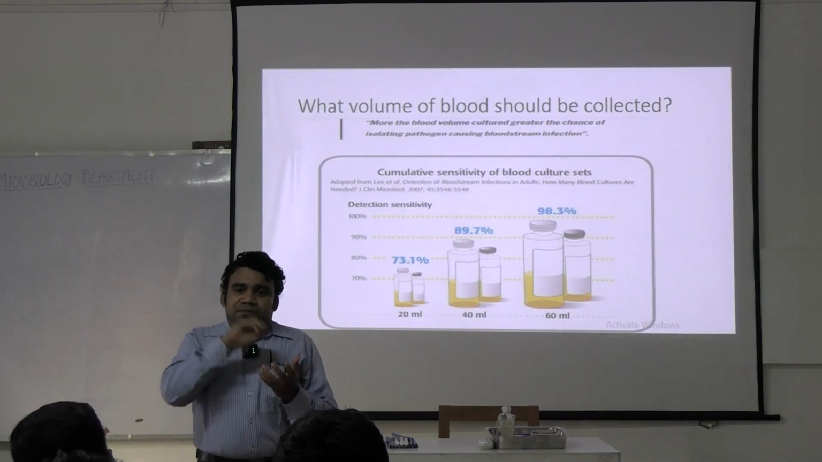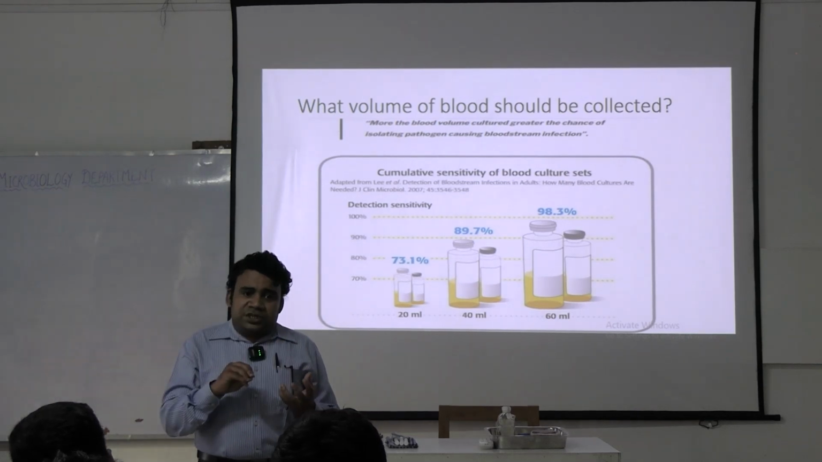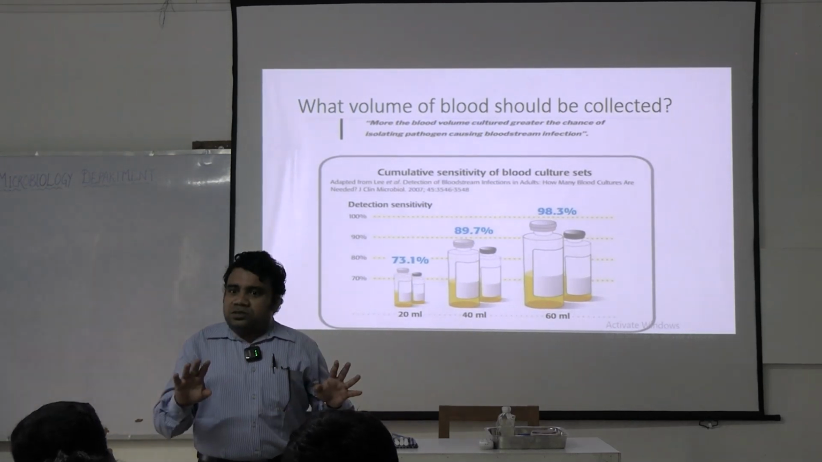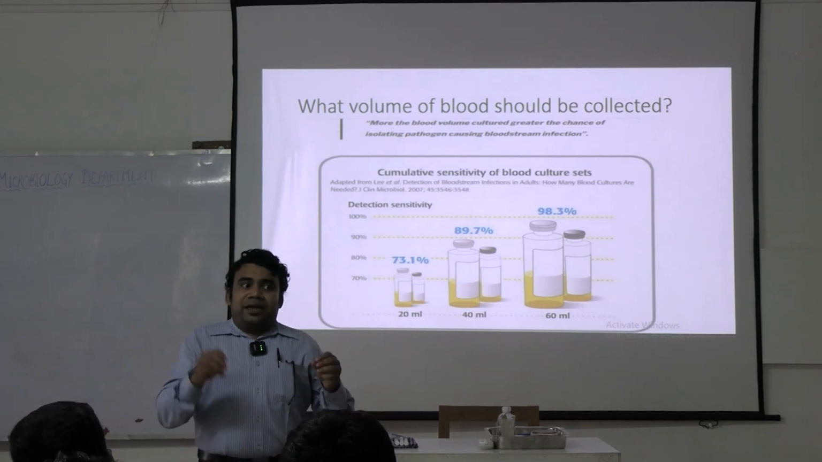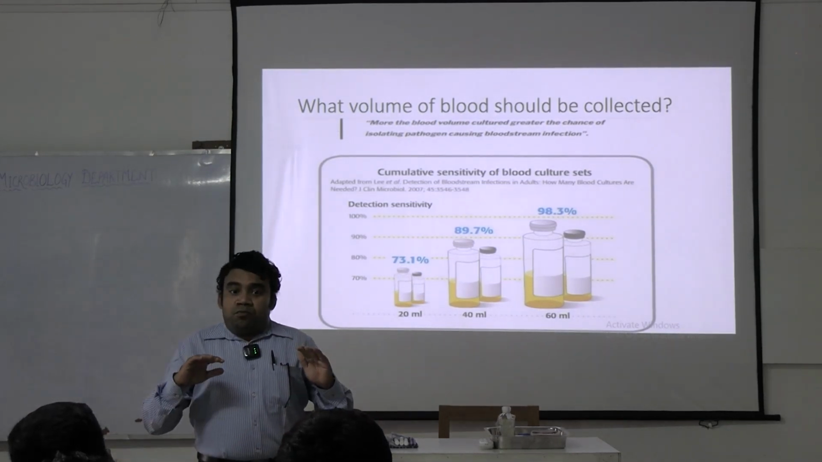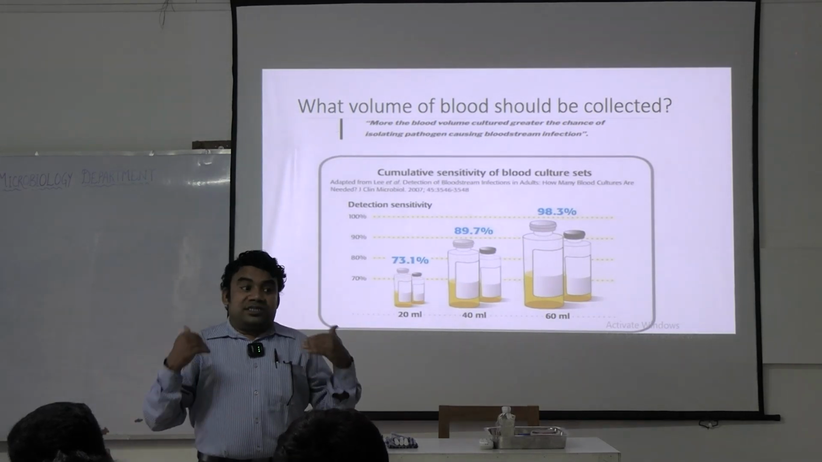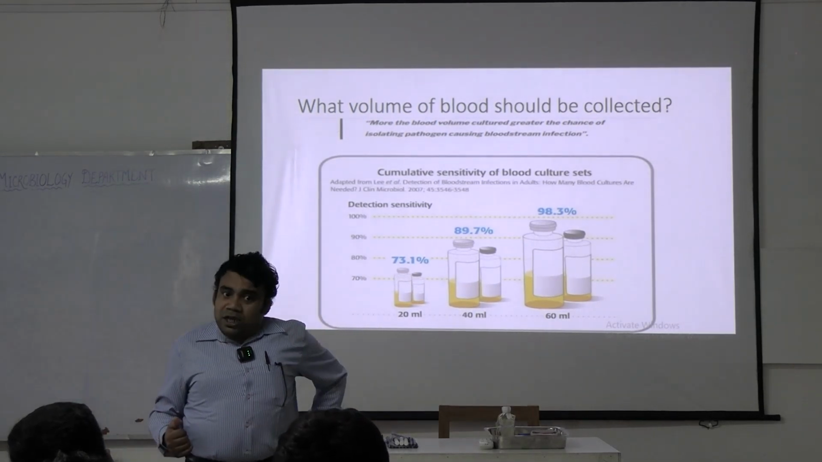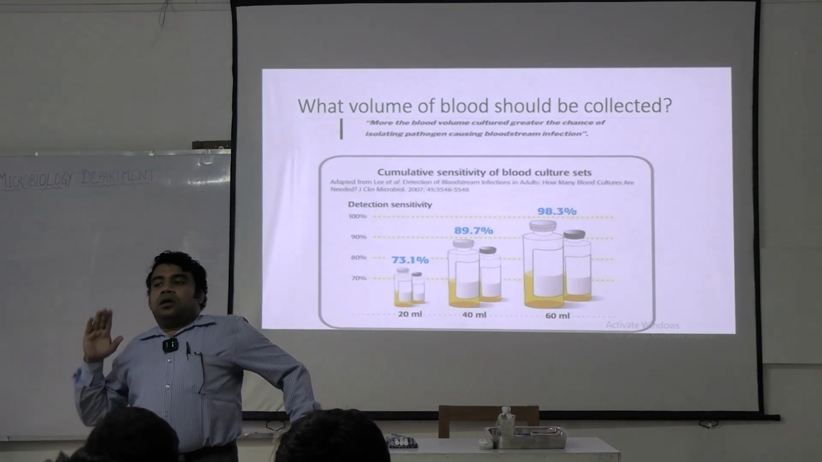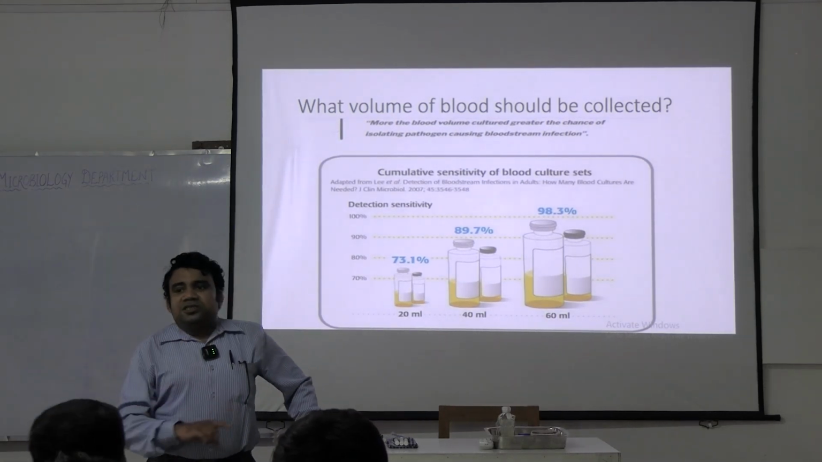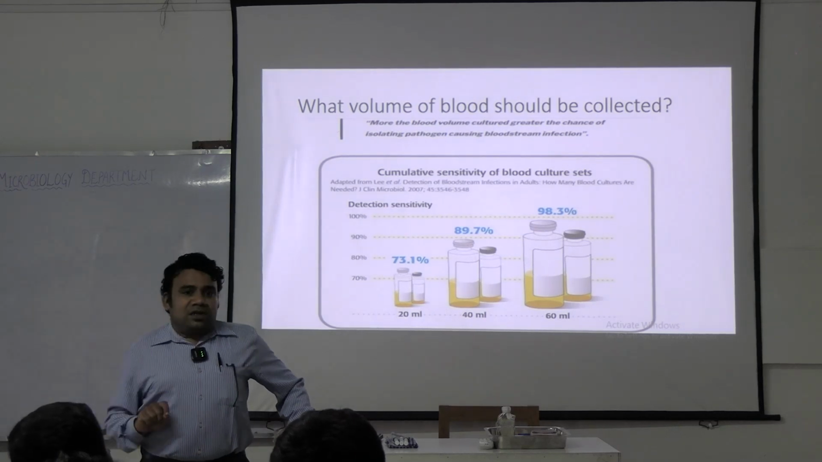The organism is spreading from those valve vegetations into the bloodstream intermittently, not continuously. To get a culture positive in that scenario, we need to take more sets of blood culture so that we can get it positive. Always keep in mind it will depend on the provisional diagnosis. That is the reason why you should always mention the provisional diagnosis.